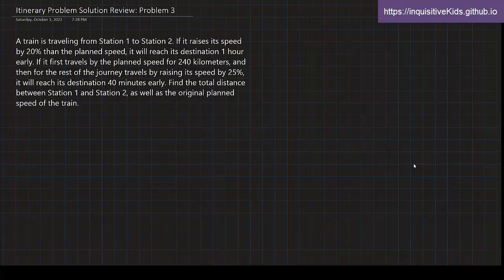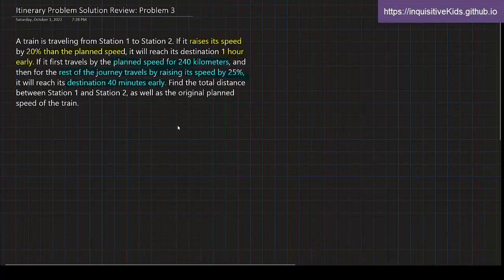Problem 3. A train is traveling from station 1 to station 2. If it raises its speed by 20% from the planned speed, it will reach its destination 1 hour early. And if it travels at the planned speed for 240 kilometers, and then for the rest of the journey raises its speed by 25%, it will reach its destination 40 minutes early. Find the total distance between station 1 and 2, as well as the original planned speed of the train.